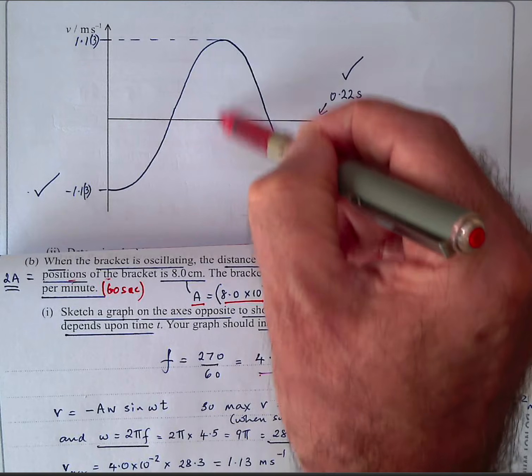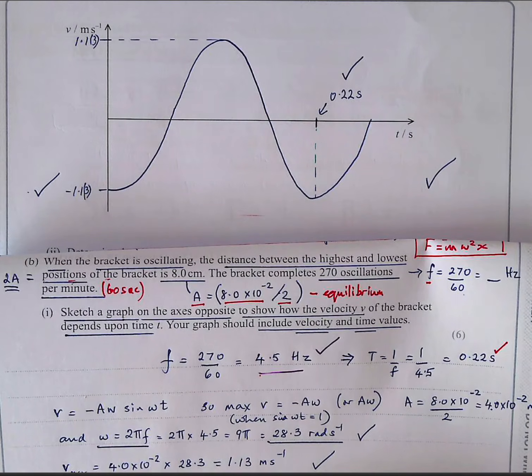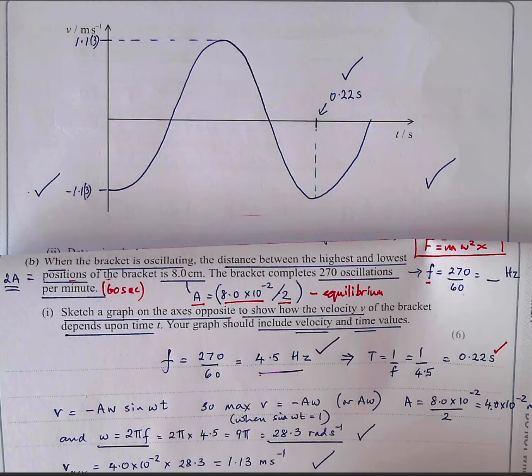So the amplitude would be here. What are they saying? The amplitude is 8 centimeters. Well, we're not drawing the amplitude in this graph because the amplitude is a velocity. And the velocity is given by A omega sine omega t, which is on your formula sheet. A omega sine omega t.